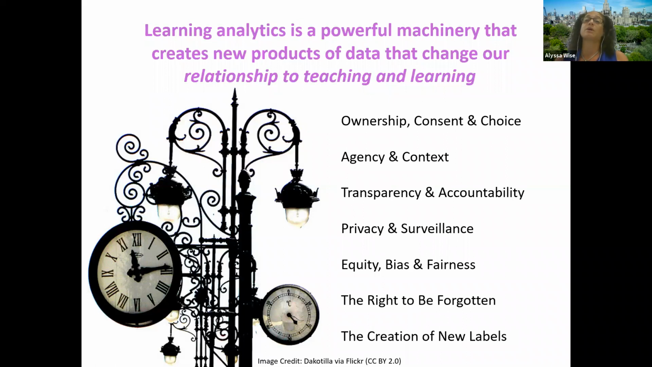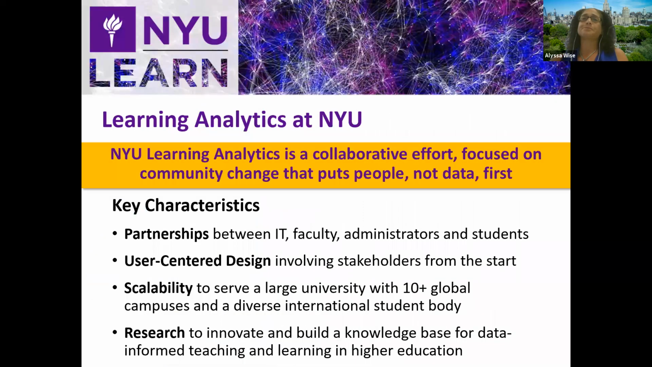Particularly at this moment, we need to think about issues of algorithmic bias and fairness, and how we use algorithms to help promote equity rather than simple equality. And we need to think also about the creation of new labels. Lots of predictive models can produce a label of an at-risk student, but what happens when you put that label on students? How do they get to have control over that label, and when does it change?